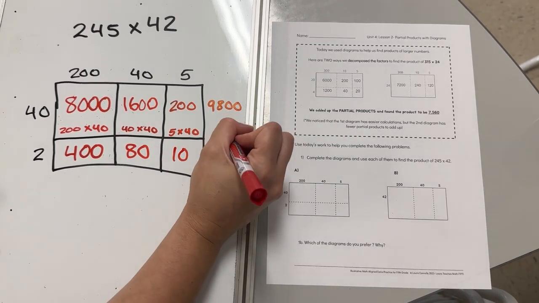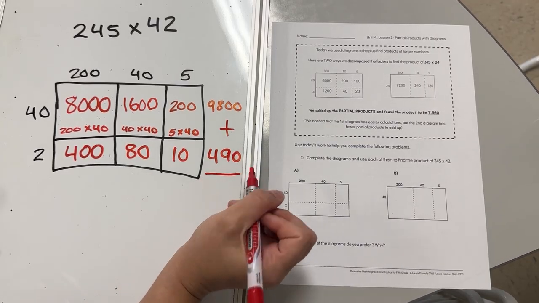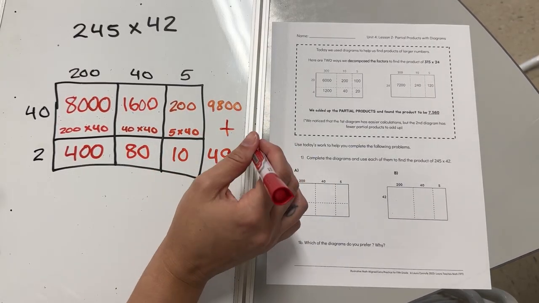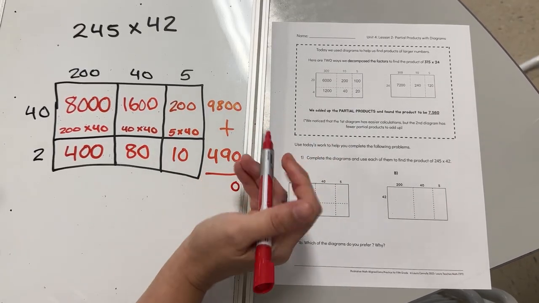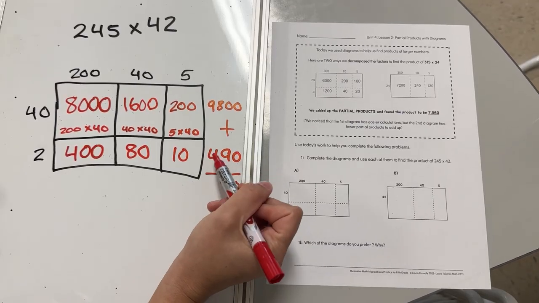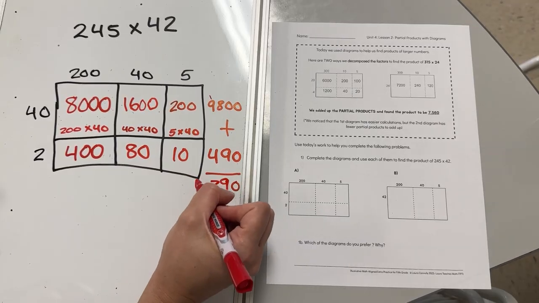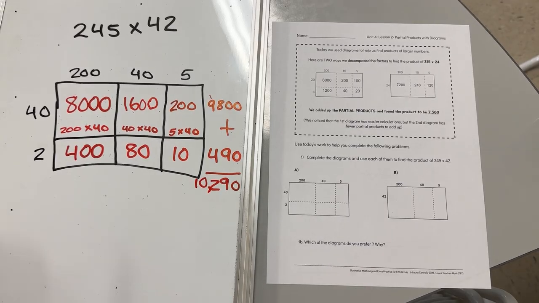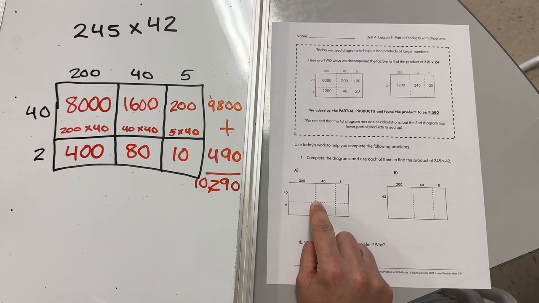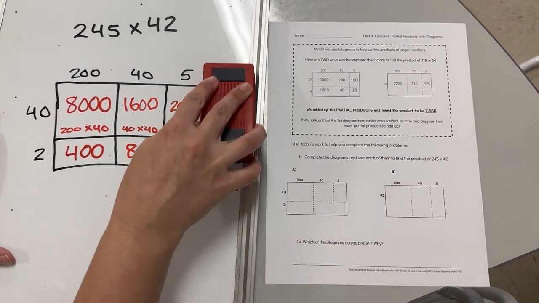Now, all I have to do is add these two partial products together to get my final answer. When I do that, I can stack it vertically. 0 and 0 is 0. 9 and 0 is 9. 4 and 8 is 12, so I'll place the 2, carry the 1, and 1 and 9 is 10. I end up with 10,290 for that first area model. Now I'm going to go ahead and erase that and do B.